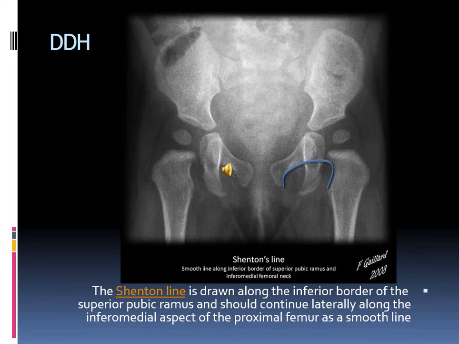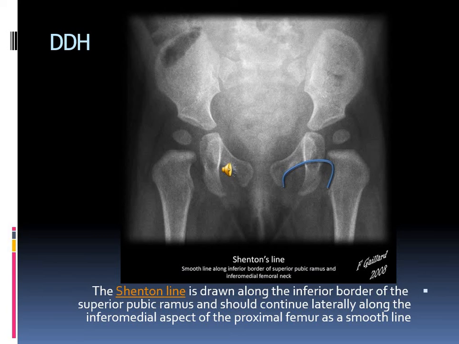Dislocation of the hip joint, which is in fact called developmental dysplasia of the hip, is a very important subject. The way to diagnose it is to know the normal lines responsible for the normal pelvis or hip on both sides. To start with the normal anatomical line, it is just an imaginary line shown here in blue color. It is the Shenton line.